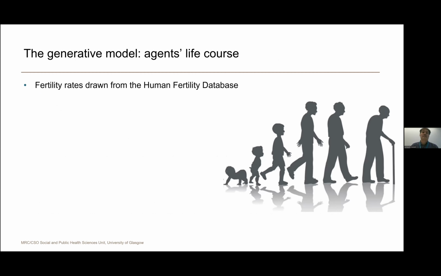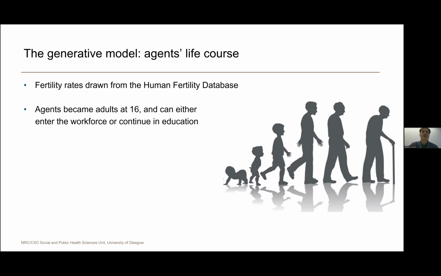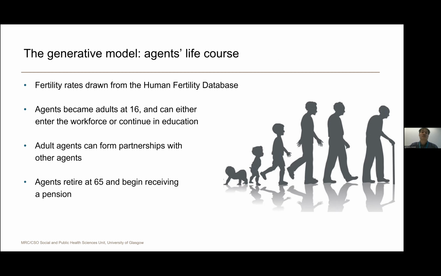The generative model tries to simulate the agent's life course. Starting from fertility rates drawn from the Human Fertility Database, agents become adult at 16 and can enter the workforce or continue their education, can form partnerships with other agents, and at the age of 65 they retire and start receiving a pension, and then eventually they die according to mortality rates drawn from the Human Mortality Database.